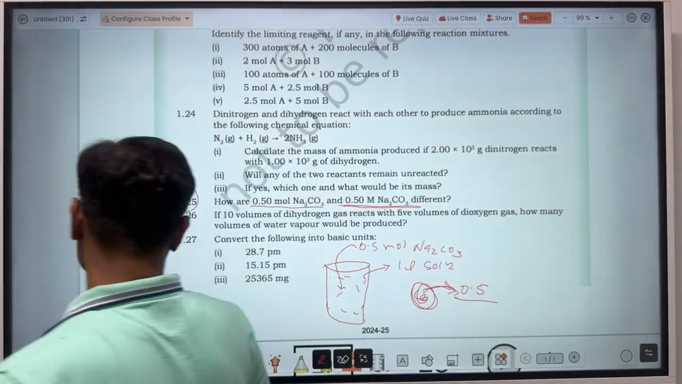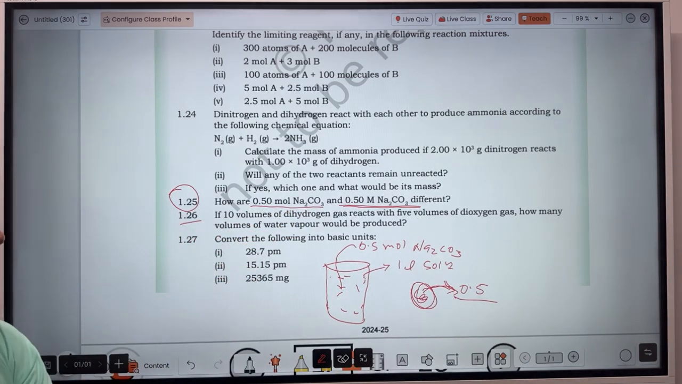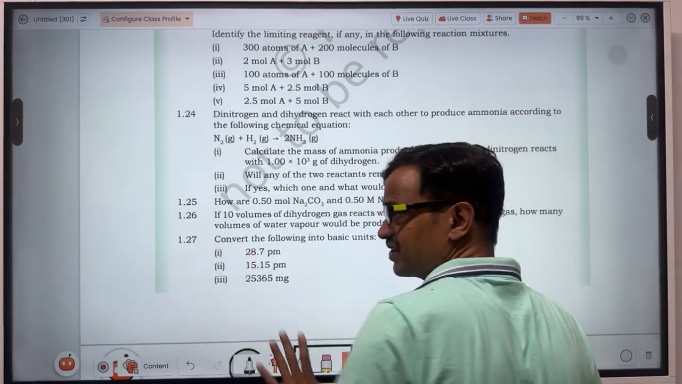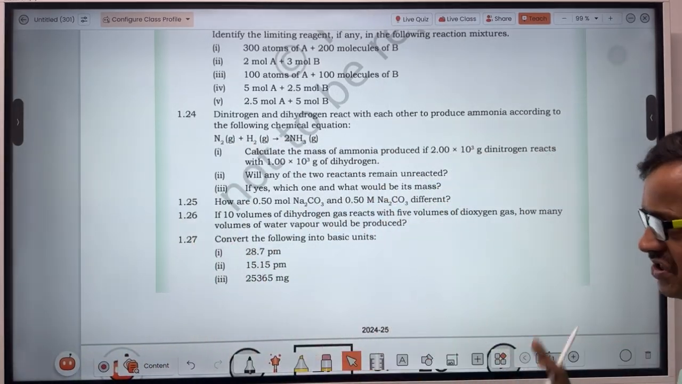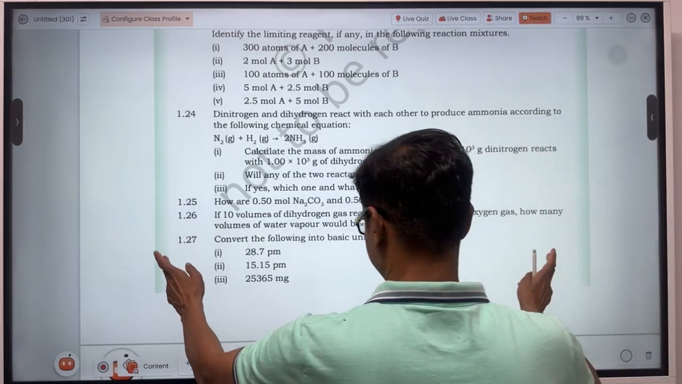Okay. Now question number 1.26. If 10 volumes of dihydrogen react with 5 volumes of dioxygen gas, how many volumes of water vapor would be produced? Okay, so let's see here. Read the question first. Let's see.